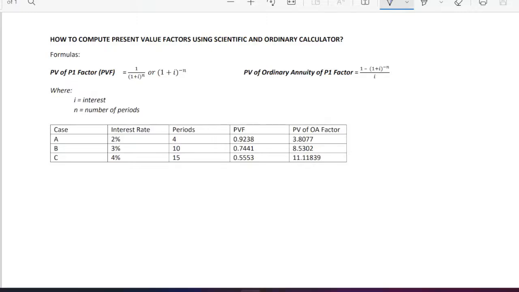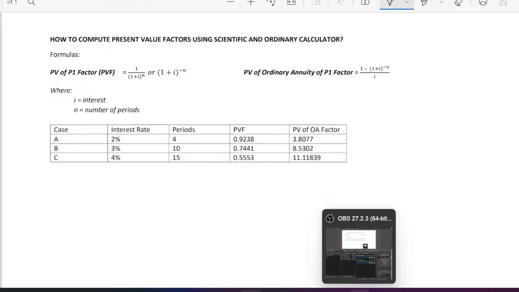For today, I'm going to demonstrate to you how to compute the present value factors, particularly the present value of one factor and the present value of ordinary annuity of one factor using scientific and ordinary calculator. So let's begin.